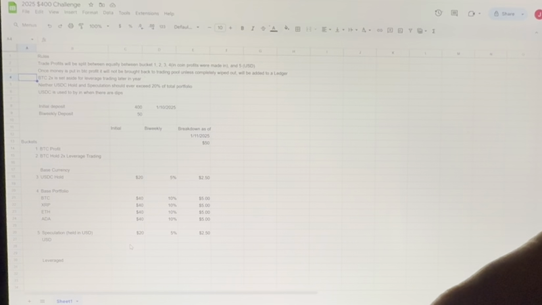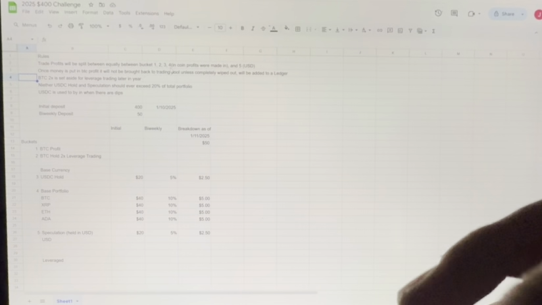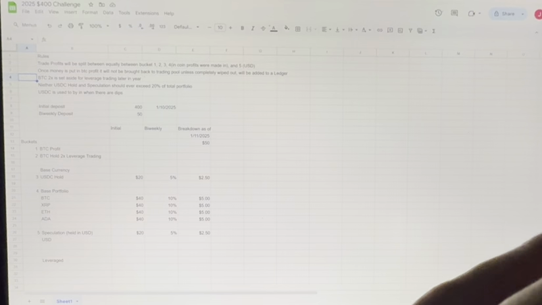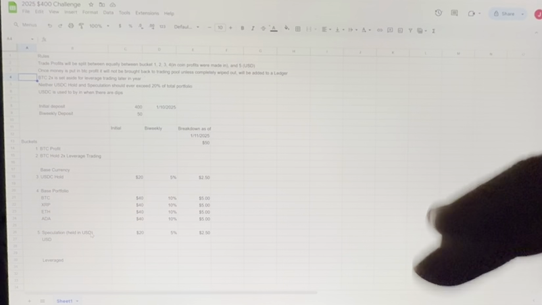Then the profits from that would be split between 1, 2, and 3. You're not going to put it into 4 because there's no coin in 4 for Doge. So of that, you would put 1/3 into BTC profit, 1/3 into the leverage trading account, 1/3 into the hold account. And then you would not put any portion back into here because we're trying to cap it down.